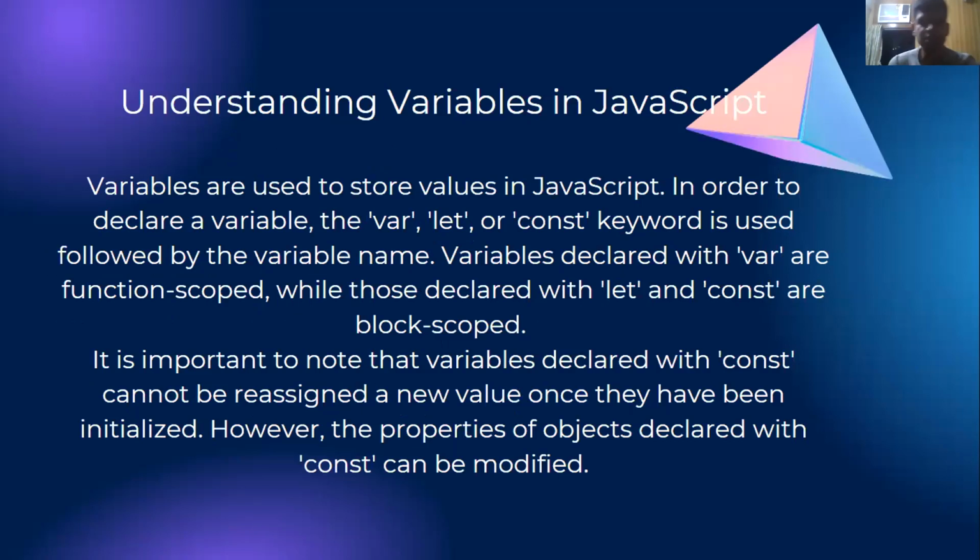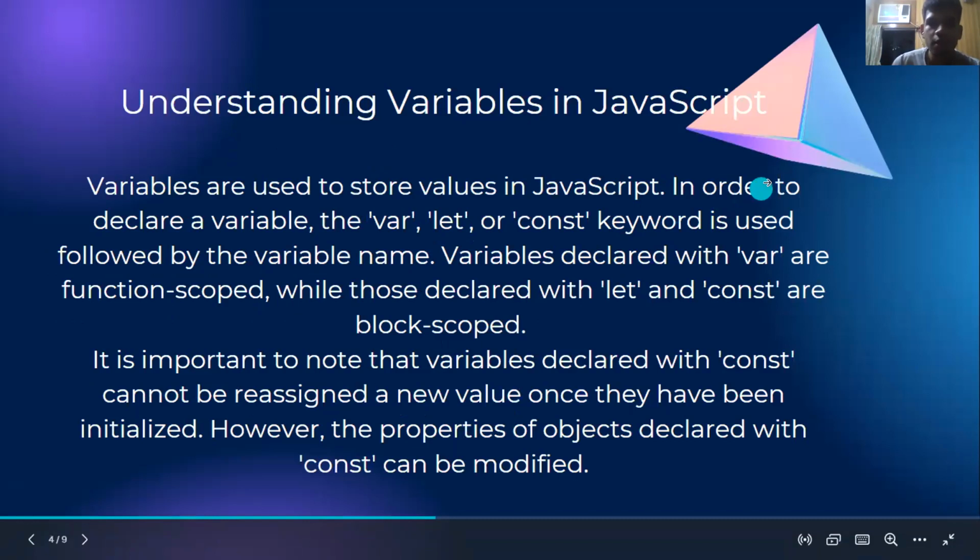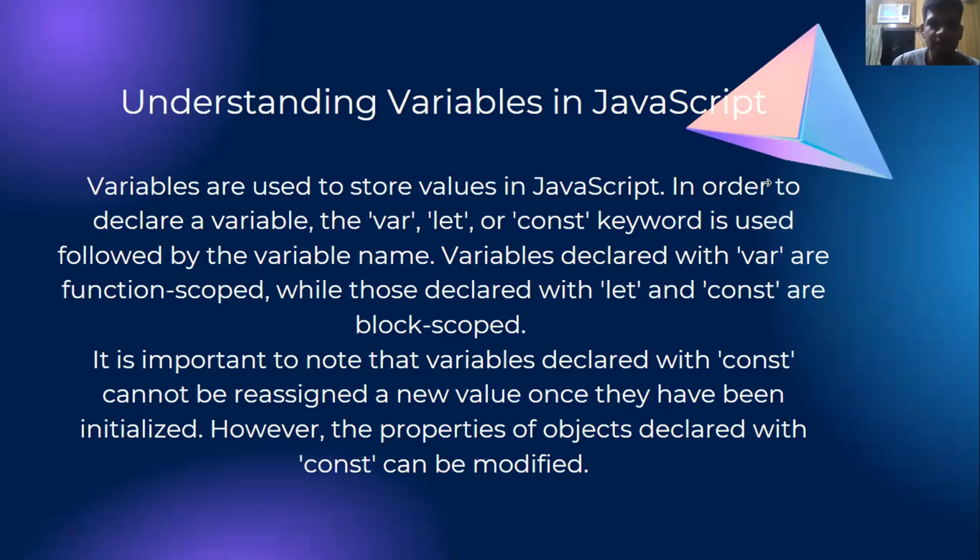Understanding variables in JavaScript. Variables are used to store values in JavaScript. In order to declare a variable, the var, let, and const keywords are used, followed by the variable name. Variables declared with var are function scoped, while those declared with let and const are block scoped. It is important to note that variables declared with const cannot be assigned a new value once they have been initialized. However, the properties of objects declared with const can be modified.